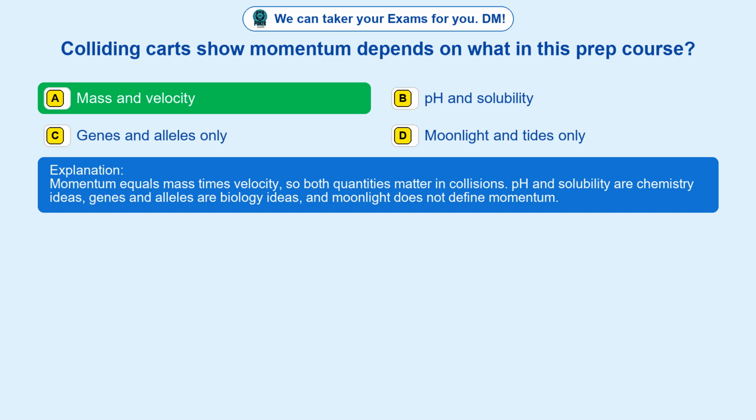pH and solubility are chemistry ideas, genes and alleles are biology ideas, and moonlight does not define momentum.